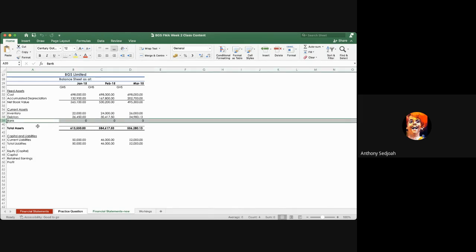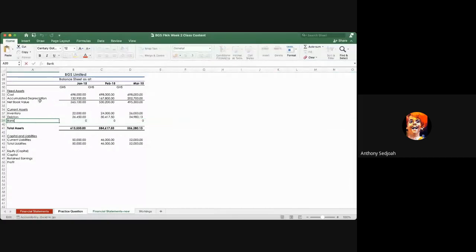So that's why at the moment our balance sheet has zero for bank. So when we complete our cash flow statement, whatever balances we have at the ending of the period, we will put it there for the cash or bank balance in our balance sheet.